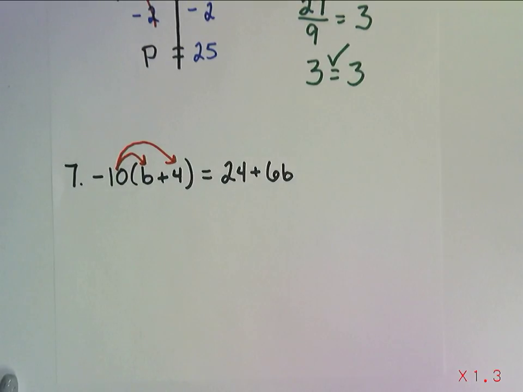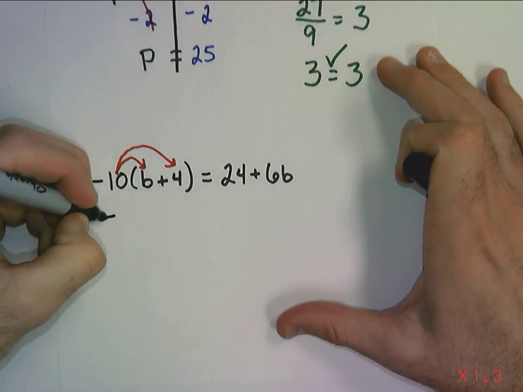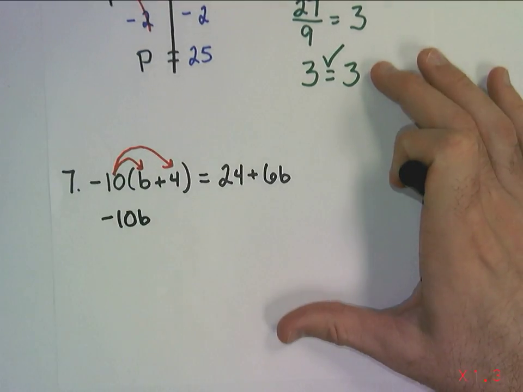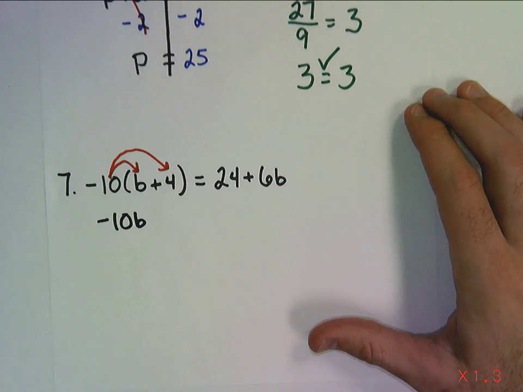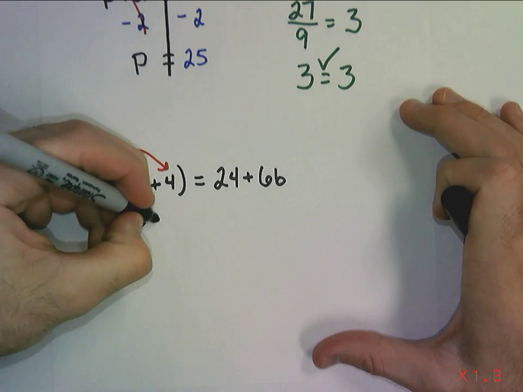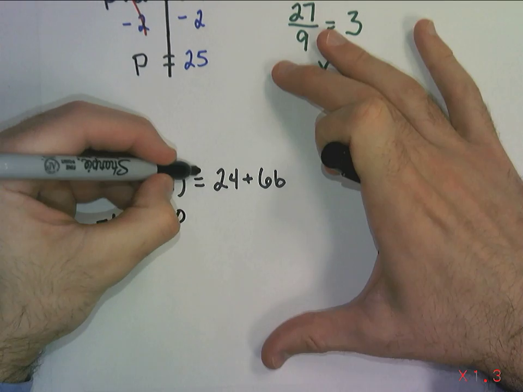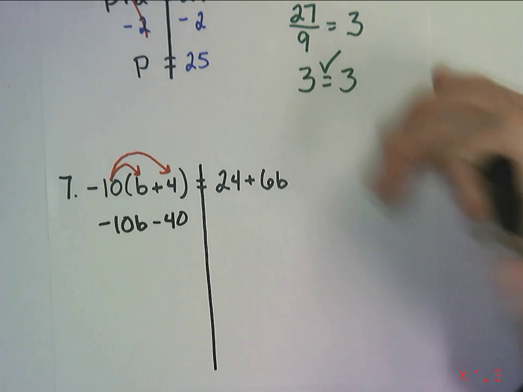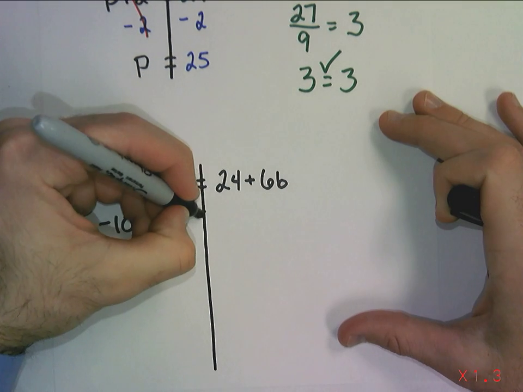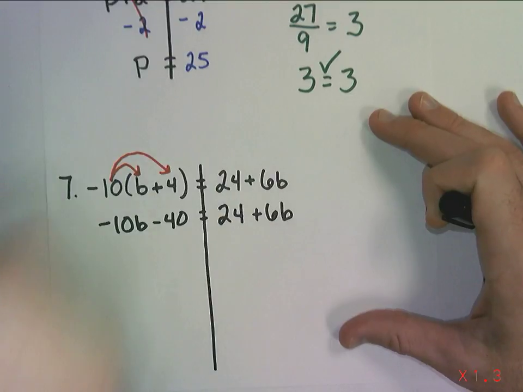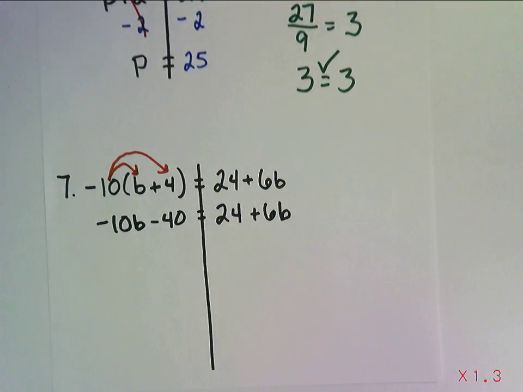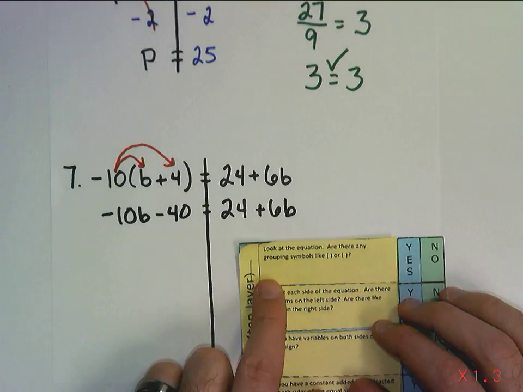So negative 10 times a positive 1b would be a negative 10b. Negative 10 times a positive 4 would be a negative 40. And I'm just going to draw my line in here. And on the other side of the equal sign, we still have 24 plus 6b. So we've taken care of that. We've done the first step.